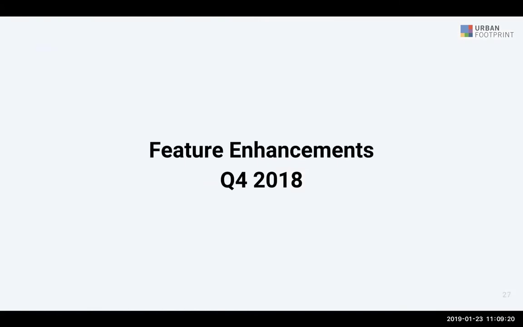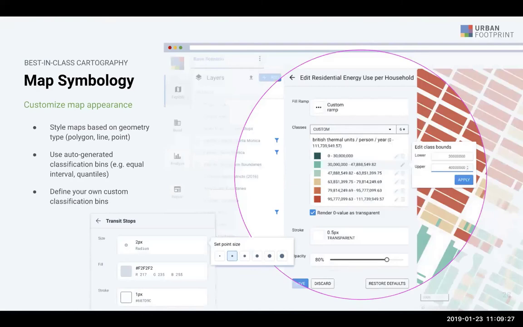Great. Hi, everyone. My name is Ben Bussey, Director of Product Management at UrbanFootprint. Let's go through the feature enhancements that we're talking through in Q4 2018. We have a lot of really exciting stuff that we want to share with you today. The major focus of this release is cartography. So we've spent a ton of time, really invested our engineering resources to make map making in UrbanFootprint the best that it can be in terms of a web-based product that provides just stellar cartography.